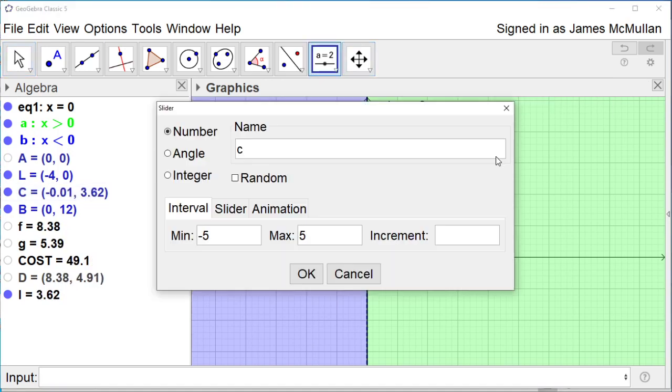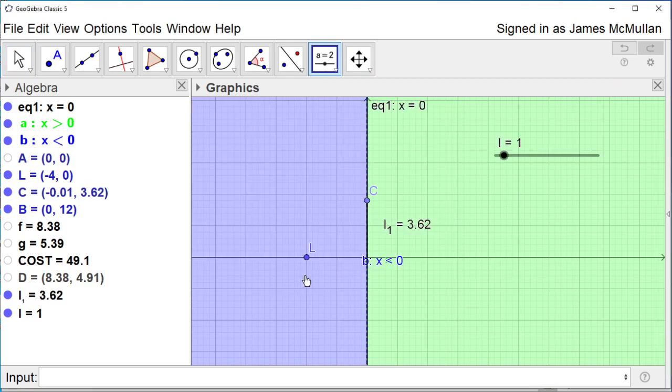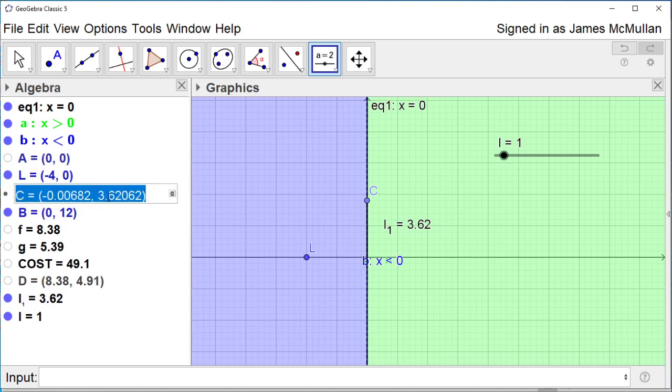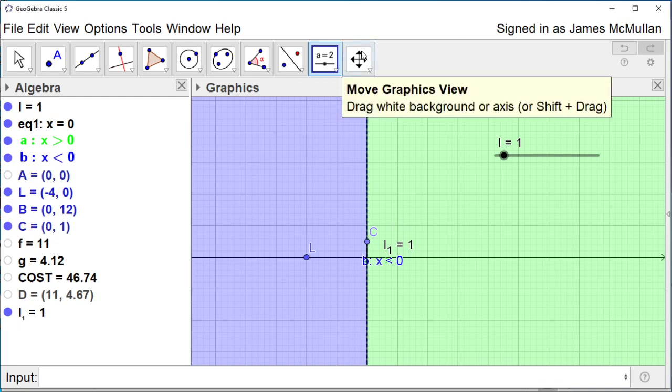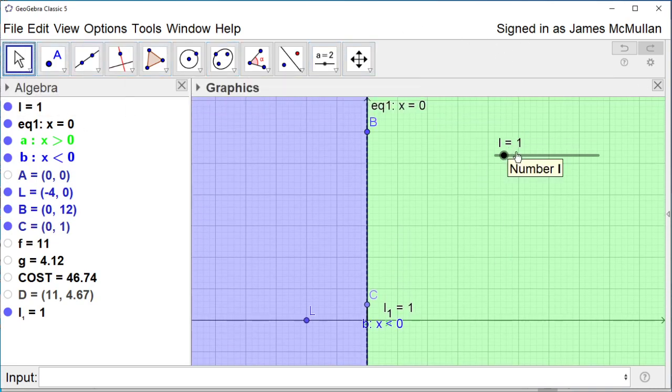Okay, let's use a slider, just to make this easier. It can be any number from 0 to 12. And I'm going to make point C defined as (0, L). Okay, so just to visualize this one more time, I can make L as low as 0. If I make it negative, physically it makes sense.